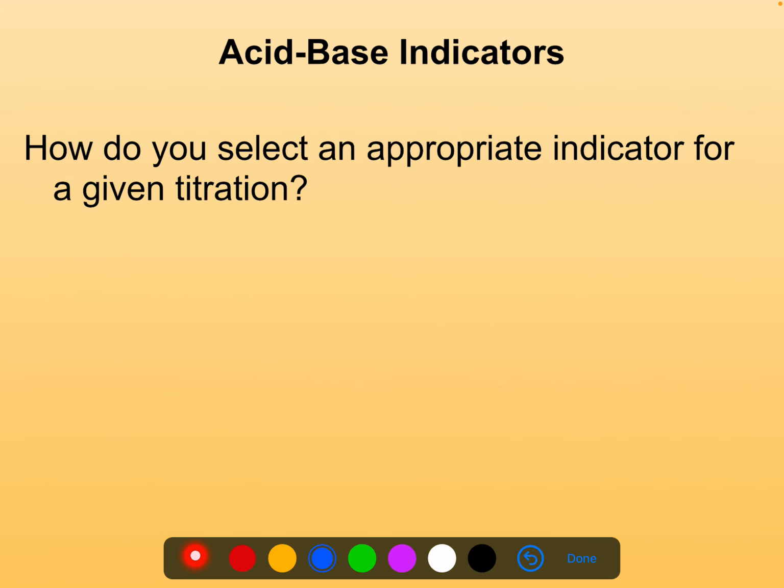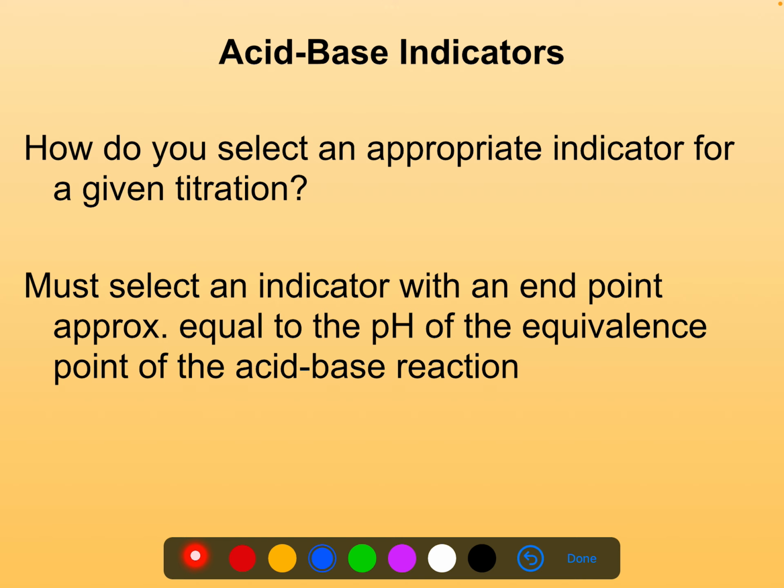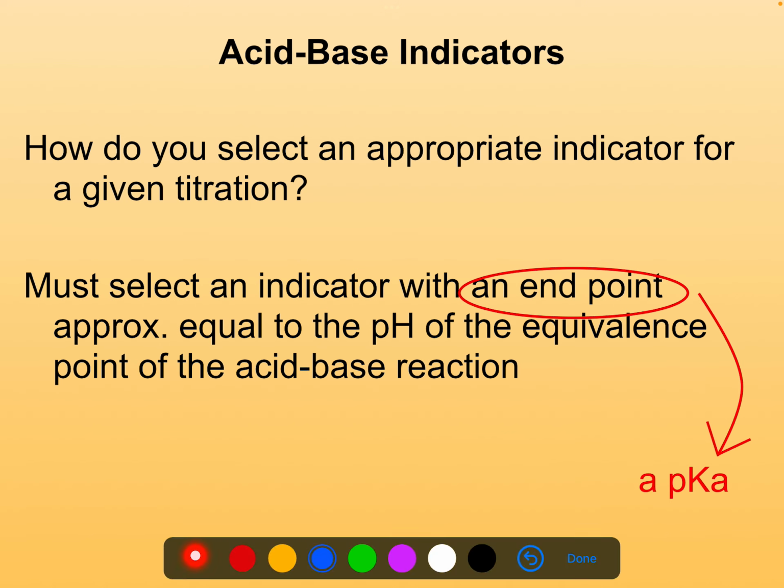So how we're going to select an appropriate indicator for the given titration is we have to select an indicator with an endpoint approximately equal to the pH of the equivalence point in the acid-base reaction. And remember, for the endpoint, we are going to find the pKa of our indicator. And we want pKa to be close to that target pH. It may not be exact, but it should be within 1 is our goal.